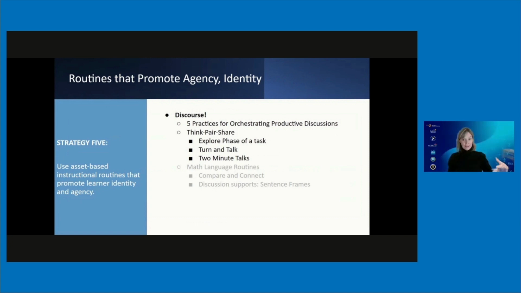The explore phase, while it starts with independent think time, it really is the wonderful space where students, after they've had time to think about the problem themselves, share ideas with their partners. And through that sharing, they actually are building on each other's knowledge. They're also more structured turn and talk.